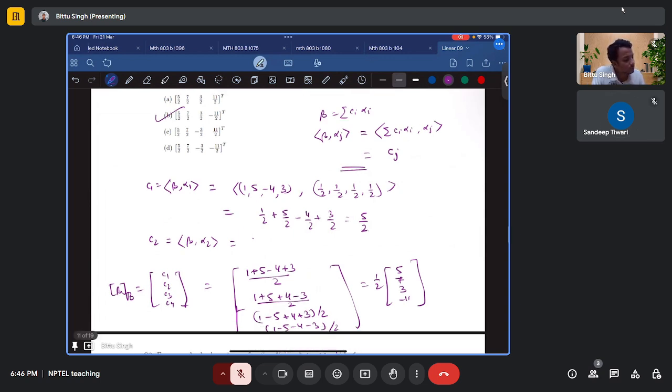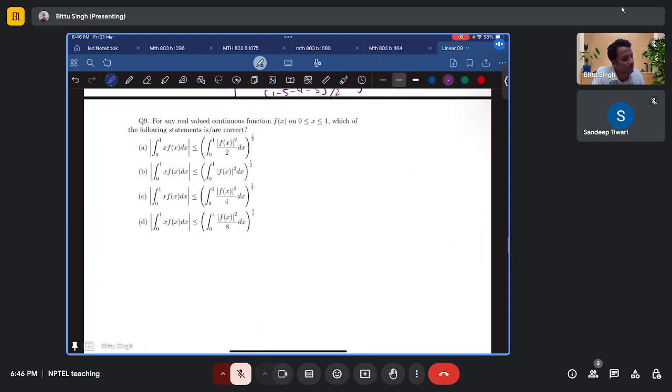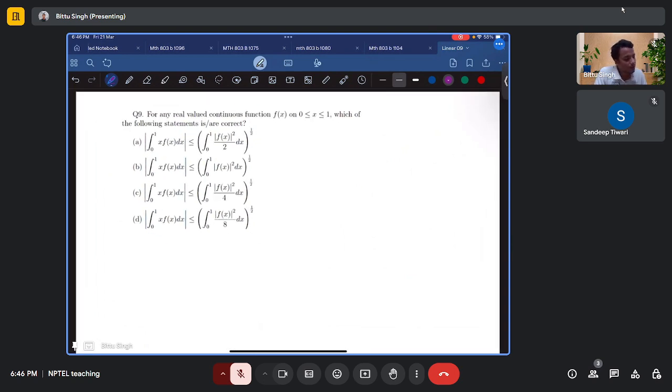Okay. So let us solve question number 9. Here you can see F is a real valued continuous function. So F is a function from R to R.